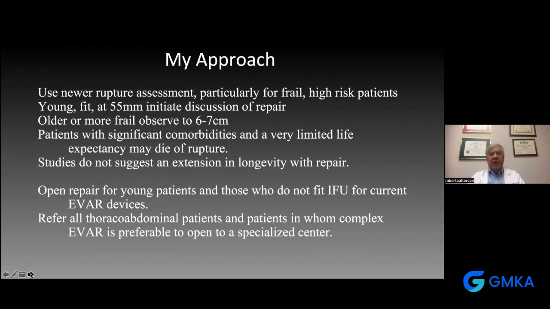So, how do I do it? I've tended to gravitate to the newer rupture assessment, maybe not as aggressive as the Markov model, but when I have a frail or high-risk patient, I don't worship the 55 millimeters. I will observe them to a larger size, or even have the difficult discussion about the possibility that their life is not going to be extended by aneurysm repair. It could be affected negatively, and they may need to consider the possibility of not having anything done. It's a difficult concept to grasp.